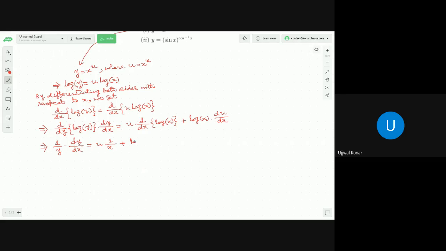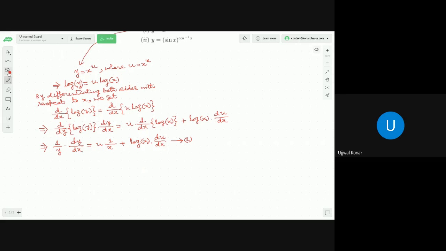plus log x into du/dx. Correct or not? So du/dx we need to find. Let me write it here. It is du/dx. All our task is now to find du/dx. Suppose let me give this equation as equation 1.